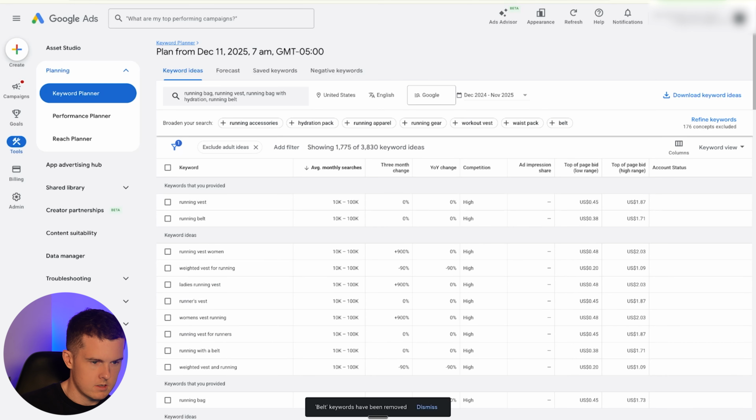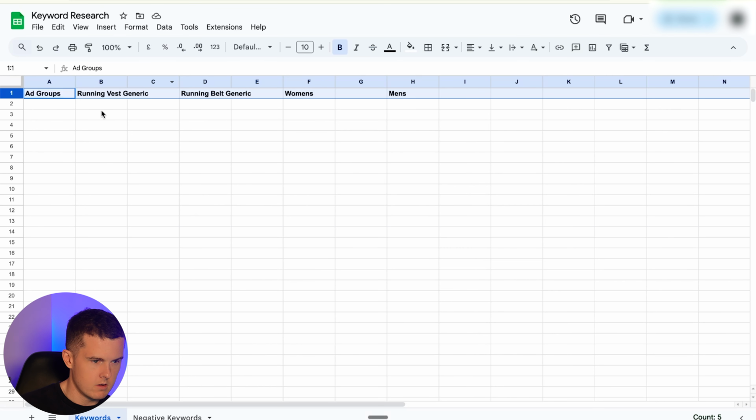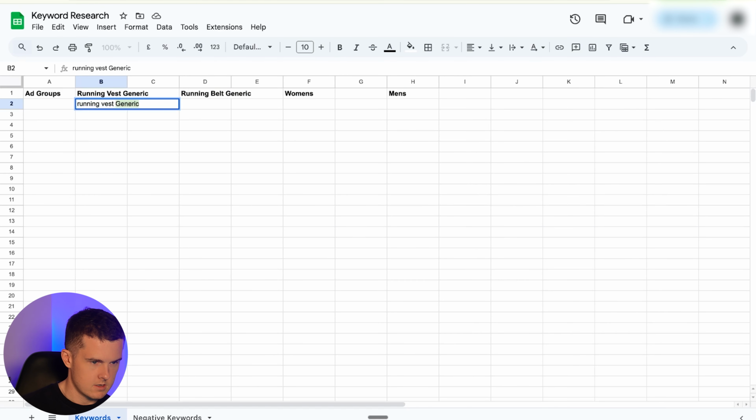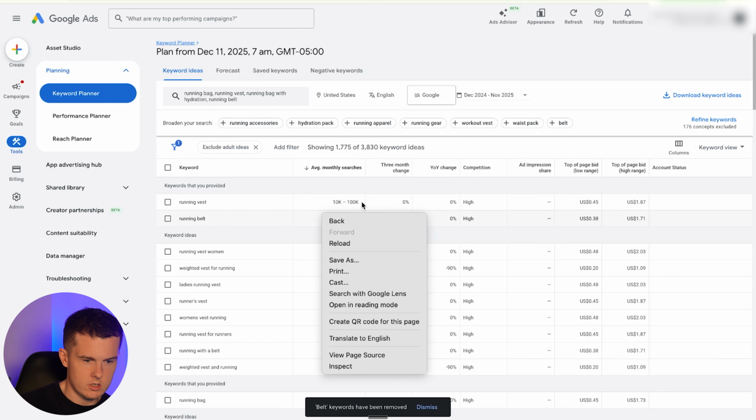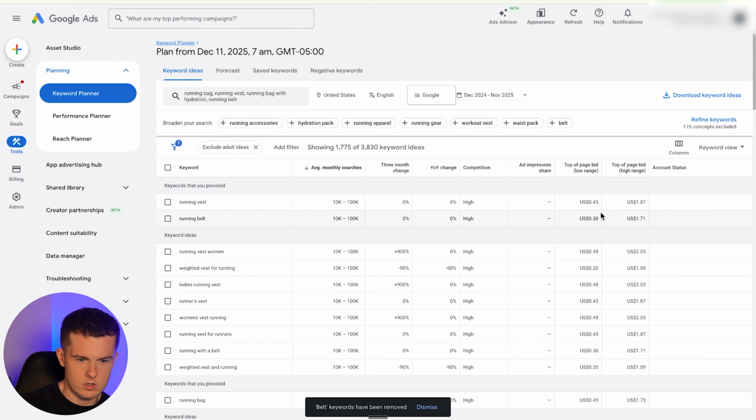So running belt and running vest, well, they can first go in here. So running vest, and then running belt. They're going to be the first keywords that I'm going to look to target. The reason being is they're really high search volume. They are core product terms that I want to be looking at. So I'll keep those in.